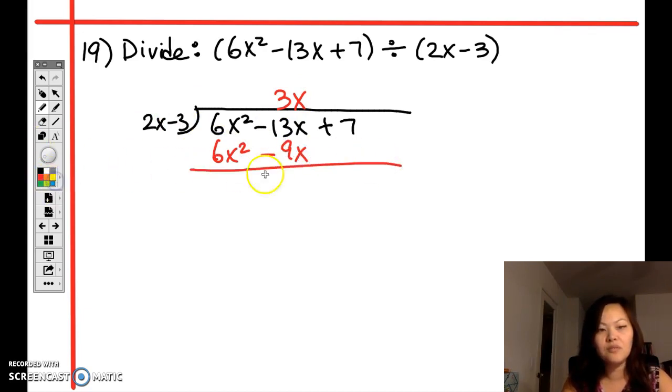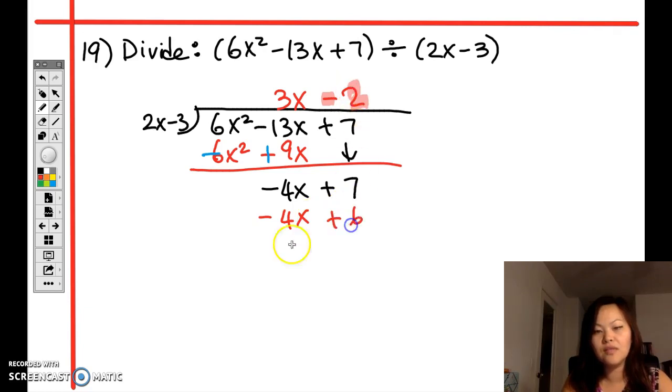Then, because you got to subtract, we're going to change the symbol. Then -13x plus 9x is -4x. Bring down the plus 7. So now you're only looking at 2x and -4x, okay? So 2x times what is that? Well, 2x times -2 is -4x. And then -3 times -2 is +6.